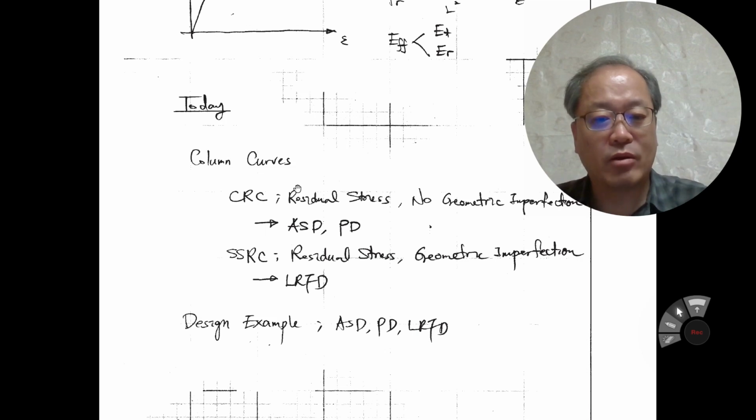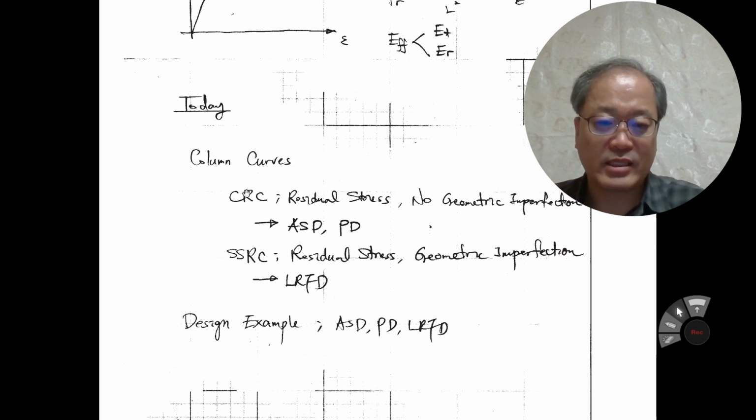When we develop the CRC column curve, we consider residual stress. You must know residual stress, right? And then geometric imperfection is not considered. From this assumption, we derive the CRC column curve. CRC means Column Research Council. From this CRC column curve, the ASD column strength curve and the plastic design PD column strength curve are derived.